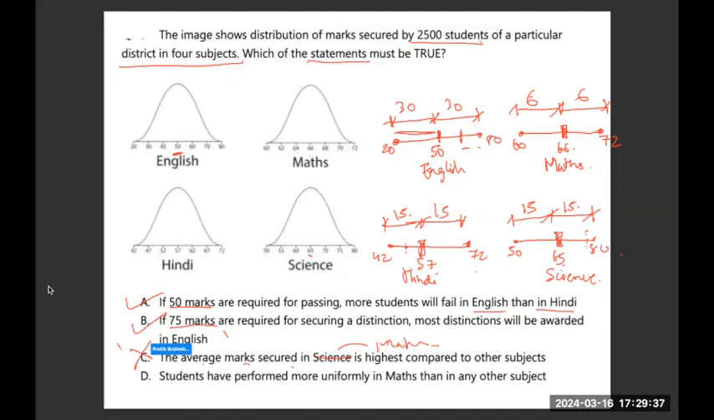Students have performed more uniformly in maths than in any other subject, which is true, because the standard deviation is 6. The deviation from the average is 6 on both the sides, versus 30, 15, and 15 in the other cases. What it means is students performed more uniformly in maths, which means the highest and the lowest are closest to the average marks, which is correct. So option D is correct.